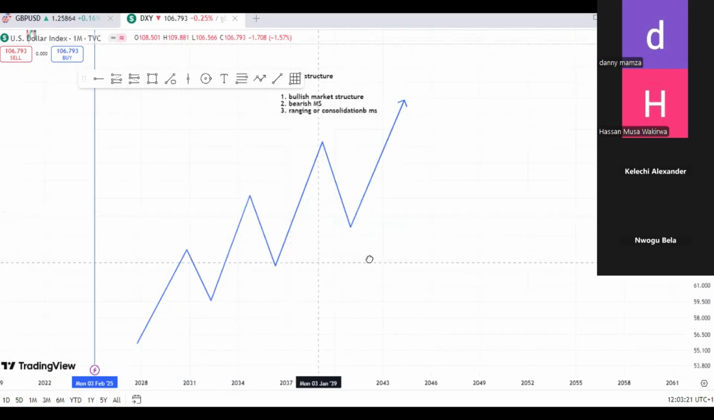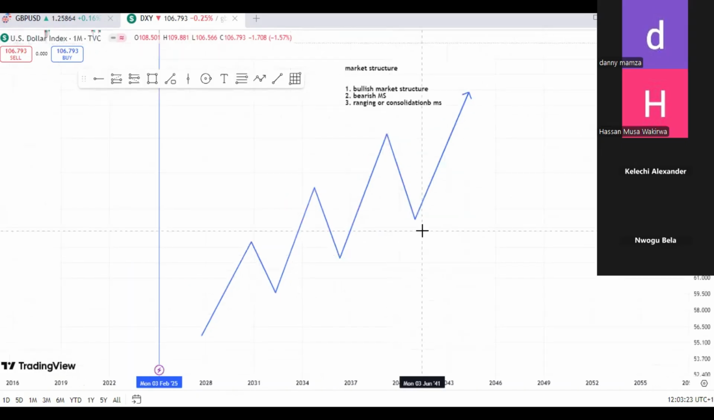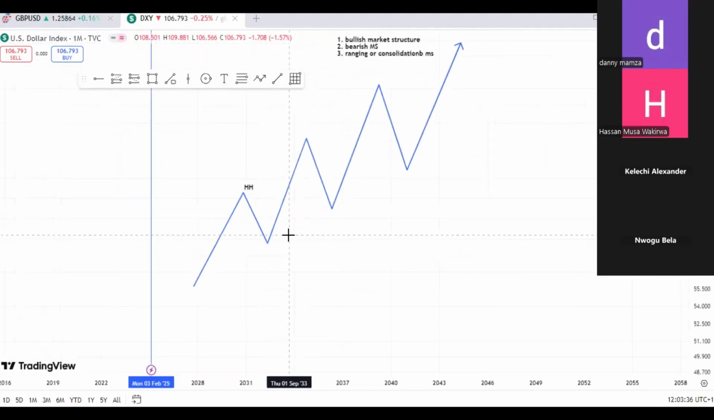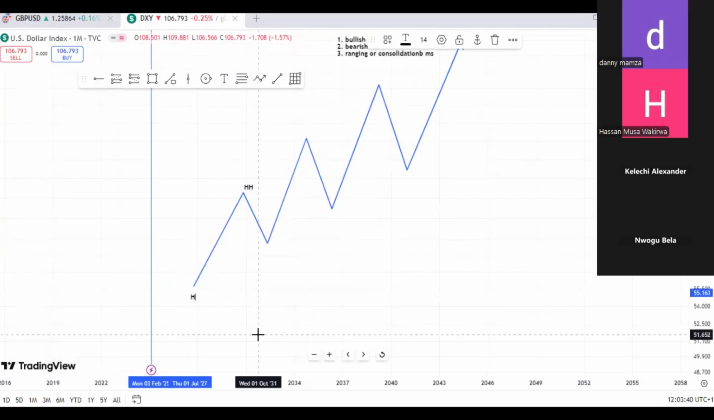So in a market like this, what you want to do is look for more buys in the market than sells. So let me define it here. This is a higher high, higher high. This is a higher low.